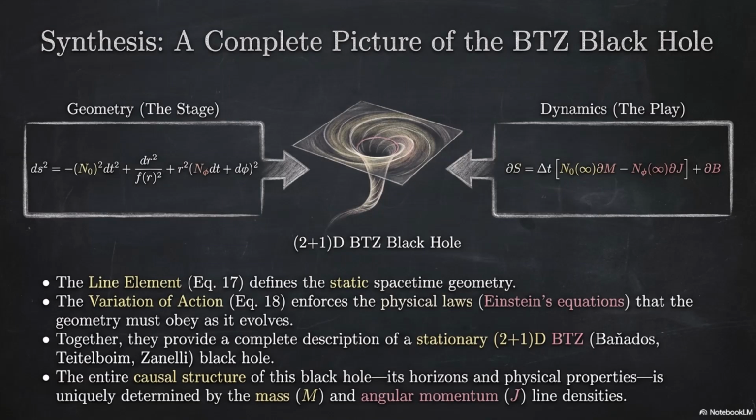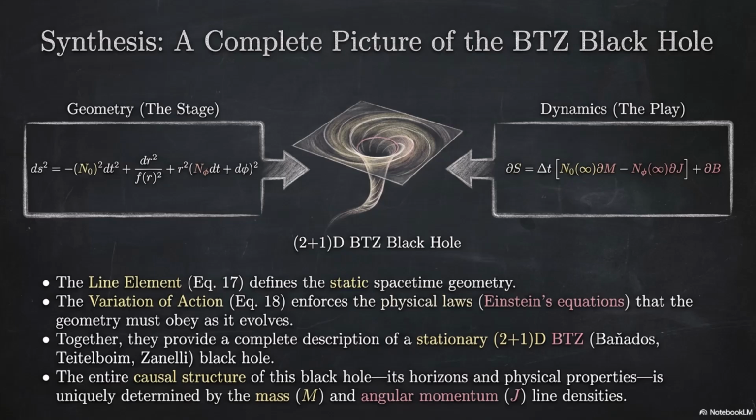So let's tie it all together, the synthesis, the complete picture of the BTZ black hole. We can say it now. The line element defines the geometry, the stage. And the variation of action enforces the physical laws, Einstein's equations. It's the play. And together, they give a complete description. After all that group theory, all that dimensional reduction, the entire structure boils down to just two numbers: its mass per unit length, m, and its angular momentum per unit length, J.